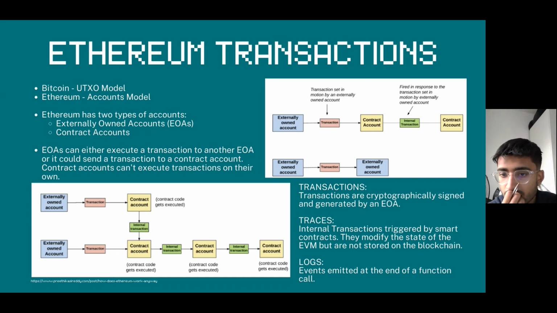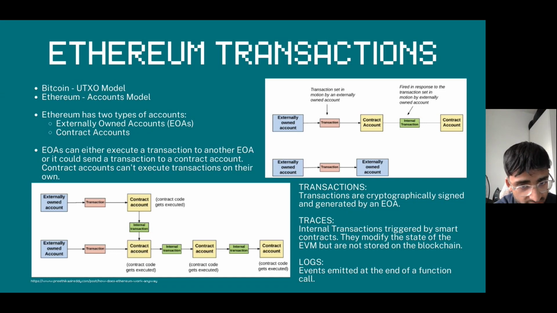So yeah, what else is there to say? Transactions are just cryptographically signed messages. They can be money, they can be information, and again it always has to be generated by an externally owned account. And then, like I mentioned before, a contract account can call another contract account as part of a chain of events, and usually that would cause an internal transaction to happen.